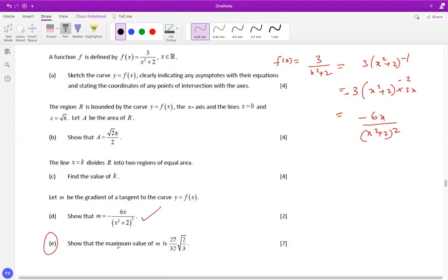Then part E is to show that the maximum value of m is this. Now when you say maximum value, it means you have to differentiate this one more time.